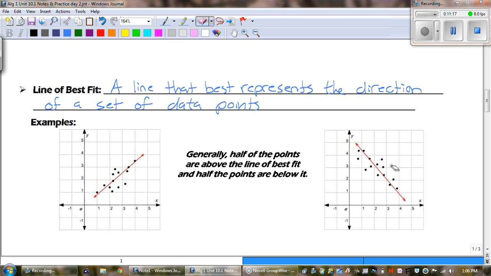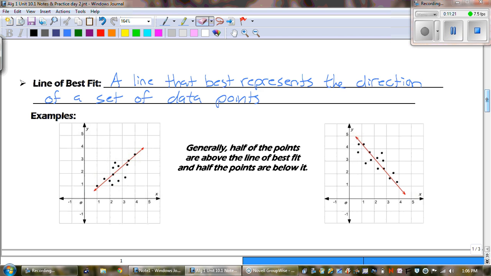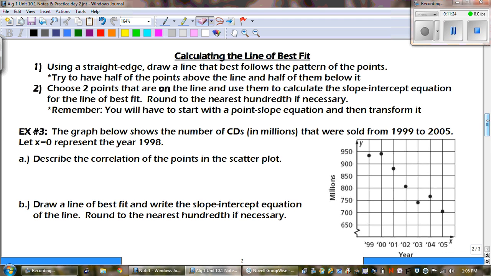So I'm actually going to stop the video right here. And then video number 2 is going to go through calculating the line of best fit.